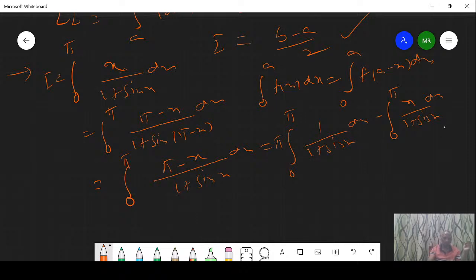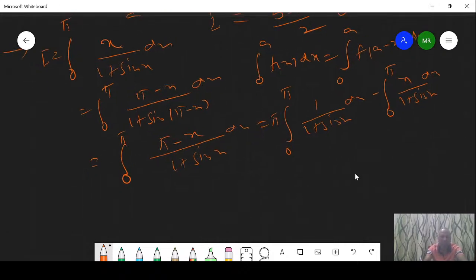You get integral 0 to pi x by 1 plus sine x. Correct. This one you understood, right? You see about this one, I have written like this. Then this is the repetition. This is the same I only. I can write pi into integral 0 to pi 1 by 1 plus sine x minus integral 0 to pi x by 1 plus sine x dx.